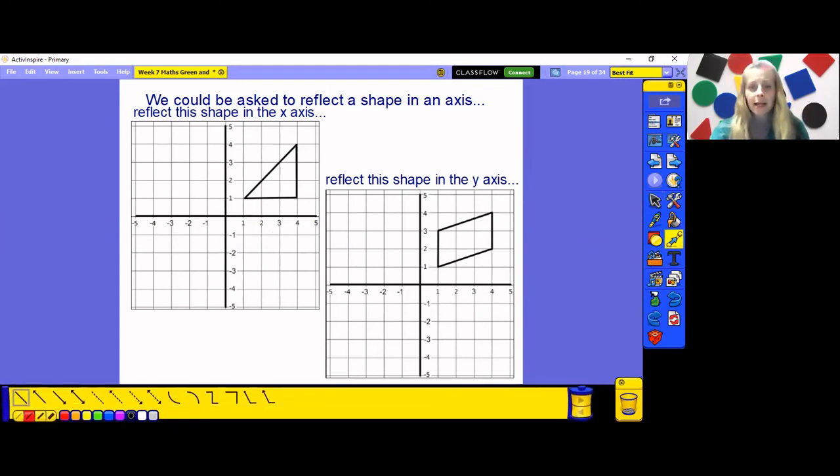So I'm going to make that line nice and bold and red so you can see it very clearly. There we go, that's our x-axis. So that's the one we're thinking about, and that's the one we're doing our reflection on.